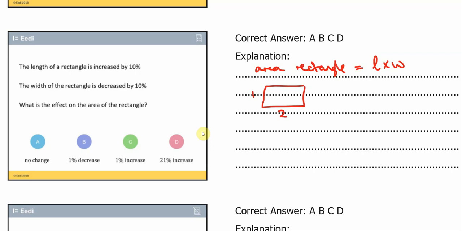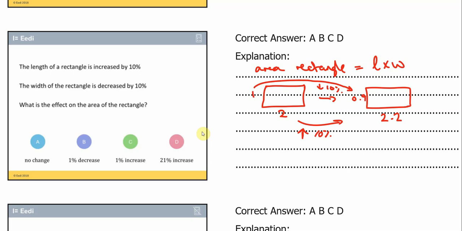Well, if I follow these guidelines and I increase the length by 10%, my new length is going to be 2 times 1.1, 2.2. And if I decrease this by 10%, that is going to be 0.9.